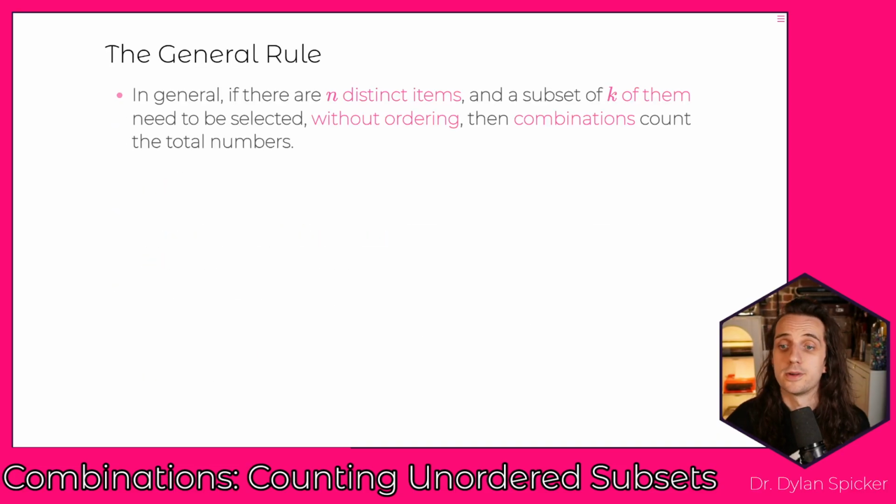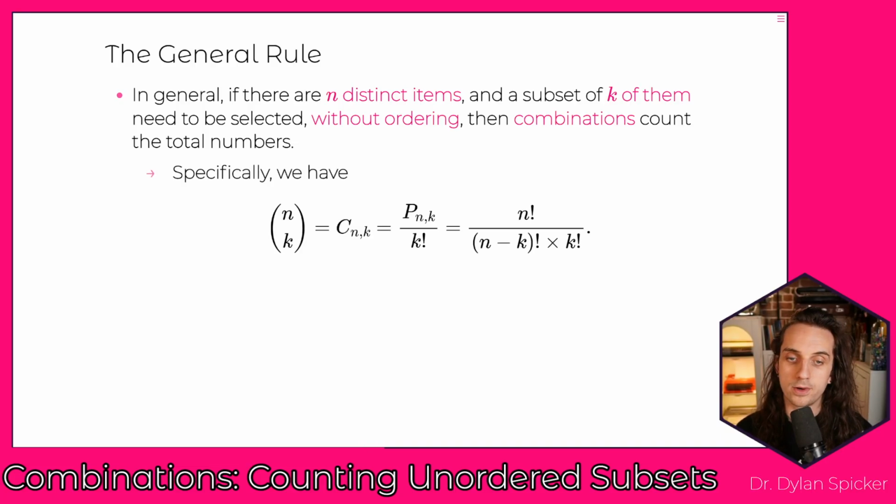So how can we make this into a general rule? Well, in general, if there are n distinct items and we want to select k of them, but we don't want to put them in order, then our combinations is going to count the total number of ways of doing this.